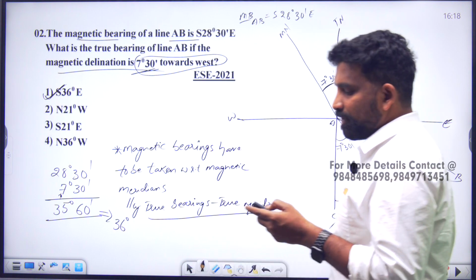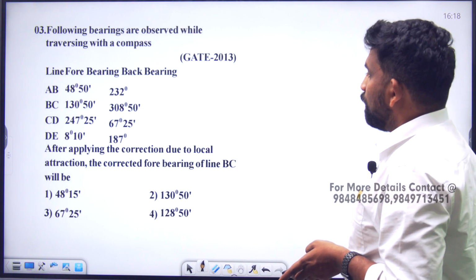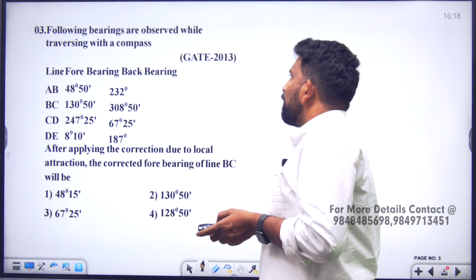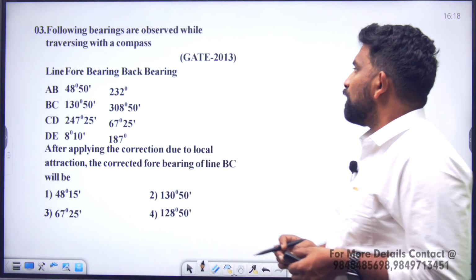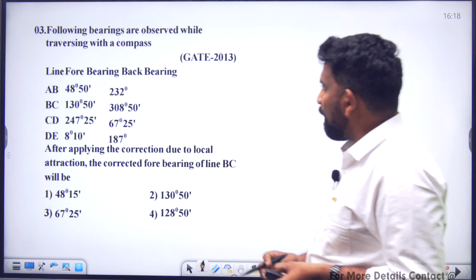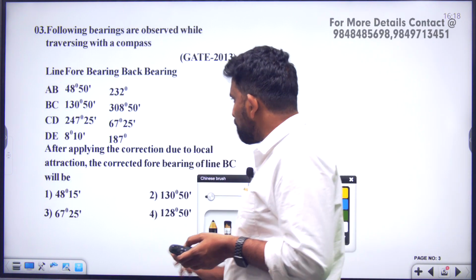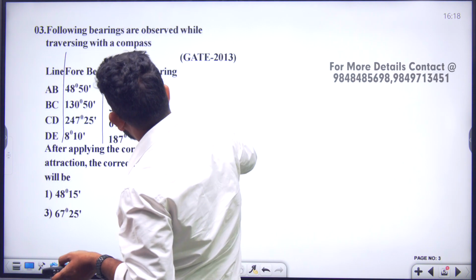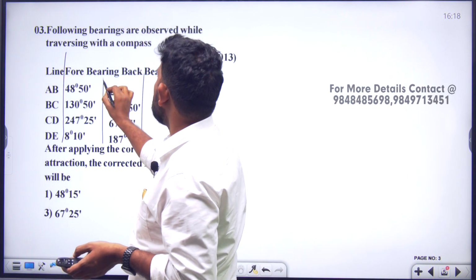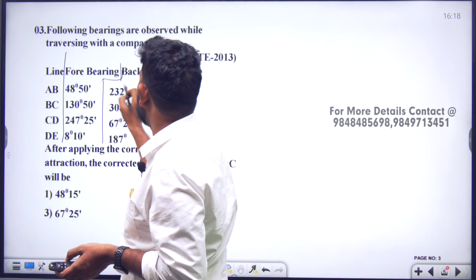Okay, now let us see the next question, how it was given. A few bearings were given here. Following bearings were observed while traversing with a compass. This is actually a GATE question. A line was given, fore bearing was given, back bearing was given. This is your line, this is your fore bearing, these are your back bearings. Actually, this tabular form has to be there here.